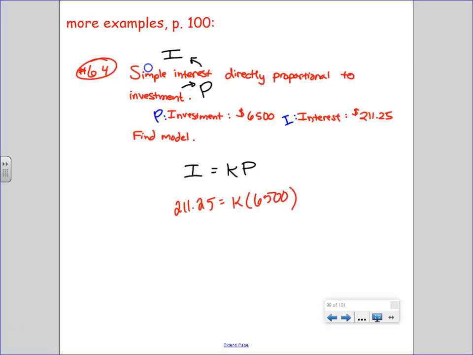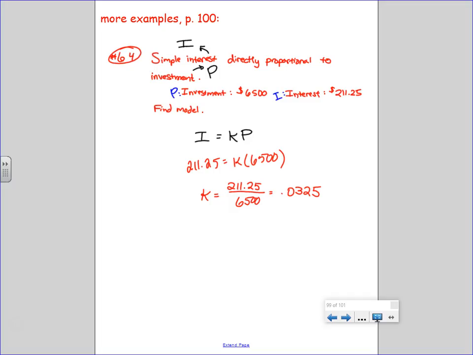Mental math. K equals. Just kidding. This is definitely a calculator problem. Who has a calculator close? Come on. Some of you don't go anywhere without it. You better be dividing. 0.0325. Did you do it the correct way? Divide 211.25 over 6,500? Yes.